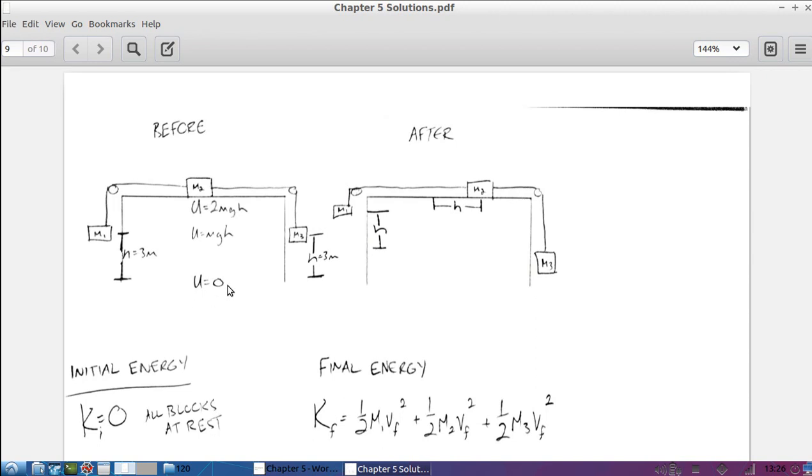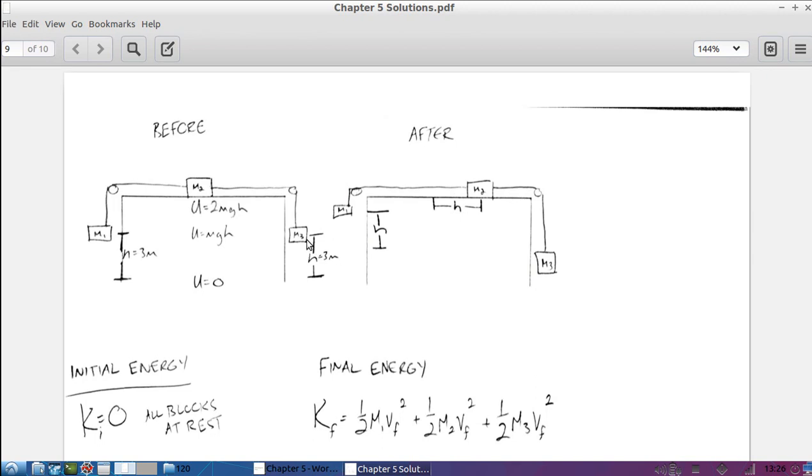Same as before, down here is going to be 0 gravitational potential. Whenever M3 descends 3 meters, it's going to have no gravitational potential. Any block that's right here is going to have a gravitational potential of mgh. Again, just like the last problem, M2 is going to have a potential. I don't know what it is, but it's not going to move in the y direction, so its potential is not going to change, so I can ignore that.